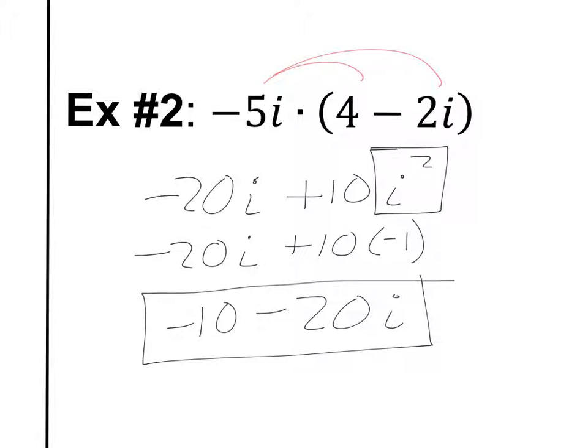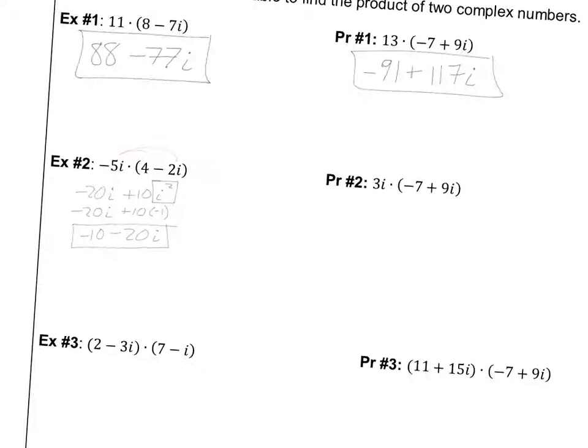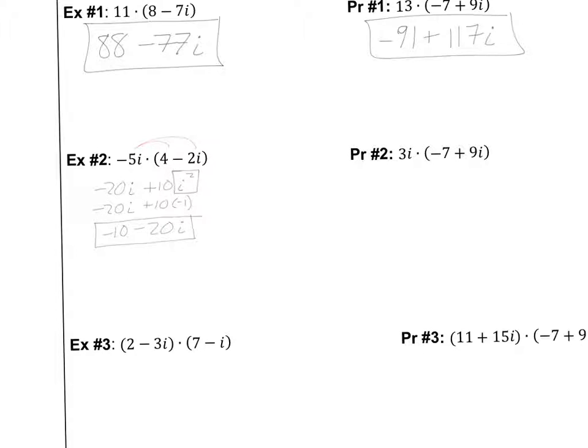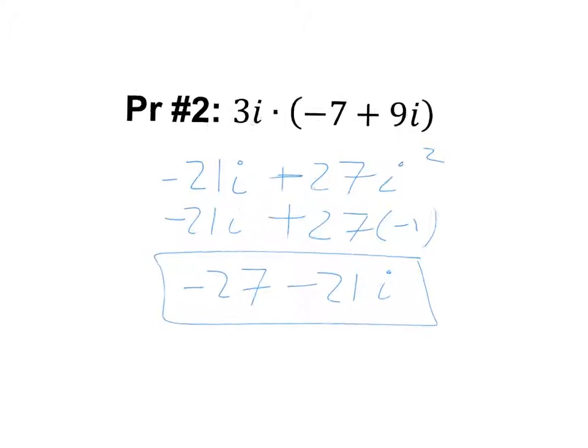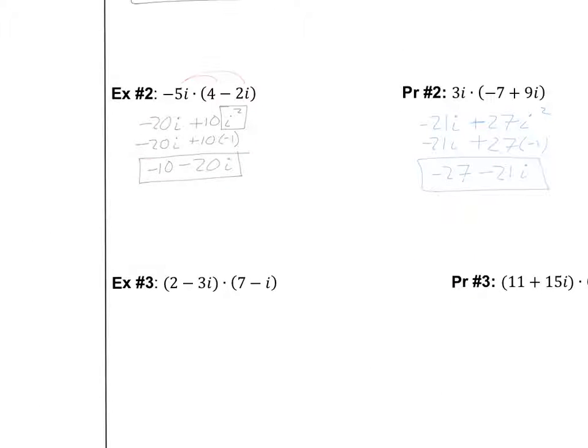All right, let's go to the next one. On practice number 2, you're going to do the same thing. Pause the video, give it a shot, and then unpause it when you're ready to check your work. All right, 3 times negative 7 makes negative 21, and there's an i there. And 3 times 9 is 27, but i times i is i squared. i squared is really negative 1, so we're going to move that real number to the front. Negative 27 minus 21i.